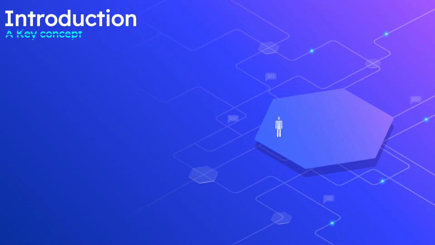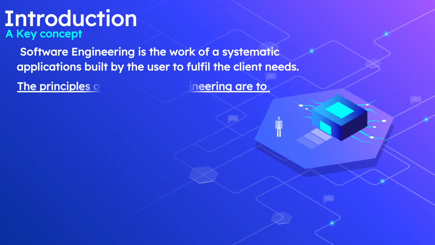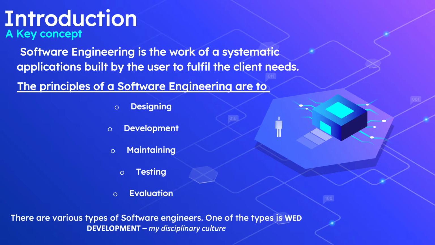Introduction to software engineering. Let's see what the key concepts of software engineering are. Software engineering is the work of systematic applications built by the user to fulfill the client's needs. There are some principles in software engineering: designing, development, maintaining, testing, evaluation. There are various types of software engineers. One of the types is web development, which explains my disciplinary culture.